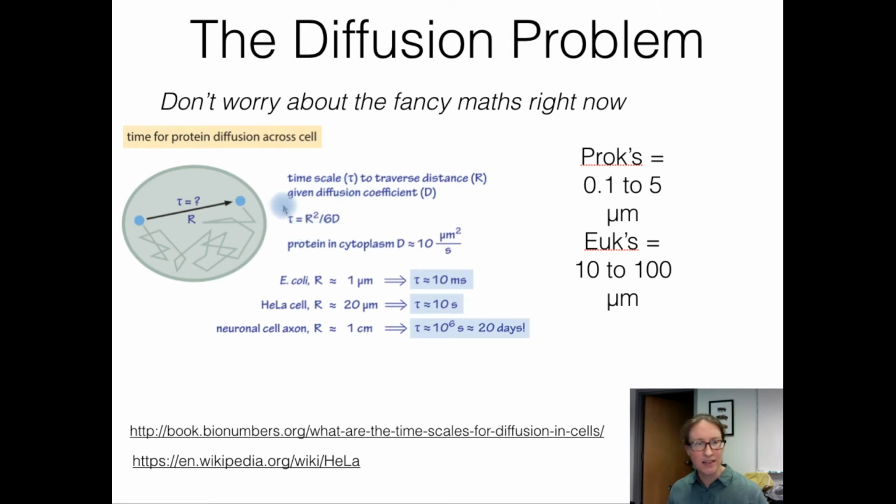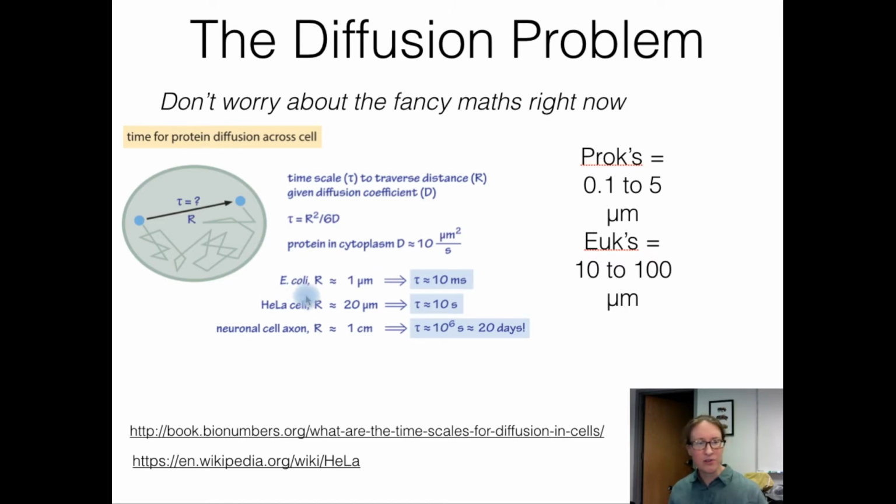So here's the time scale, and then the distance traversed, and a couple of other characteristics here as well. Just notice mostly that the time depends directly on the distance that the protein needs to travel. If you start to crunch these numbers, what you come up with is that for an E. coli cell, it only takes about 10 milliseconds for a protein to travel 1 micrometer across that E. coli bacterial cell. So for an E. coli, that's no real problem.